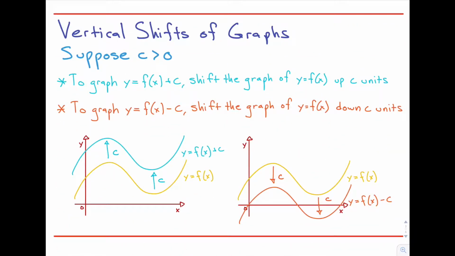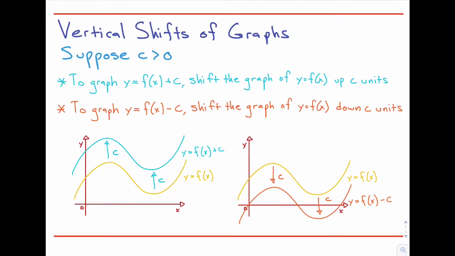Vertical shifts of graphs. So suppose that c is greater than 0. To graph y equals f of x plus c, shift the graph of y equals f of x up c units. To graph y equals f of x minus c, shift the graph of y equals f of x down c units. This is the same idea that we were just talking about. Basically, we're taking every coordinate pair, x, f of x, and adding something or subtracting something from the y value, the f of x value.